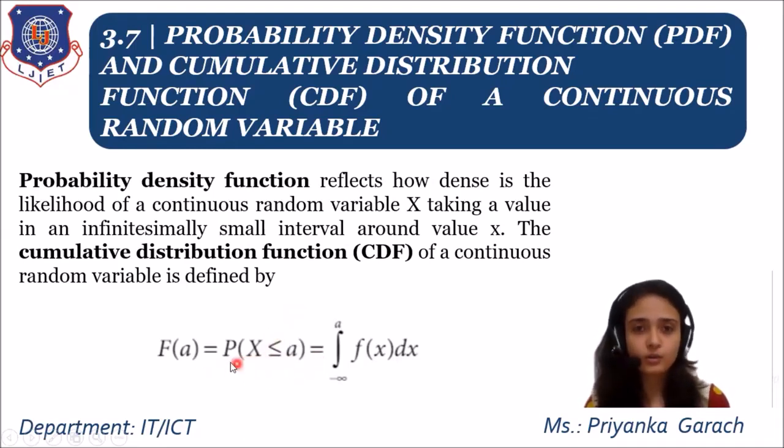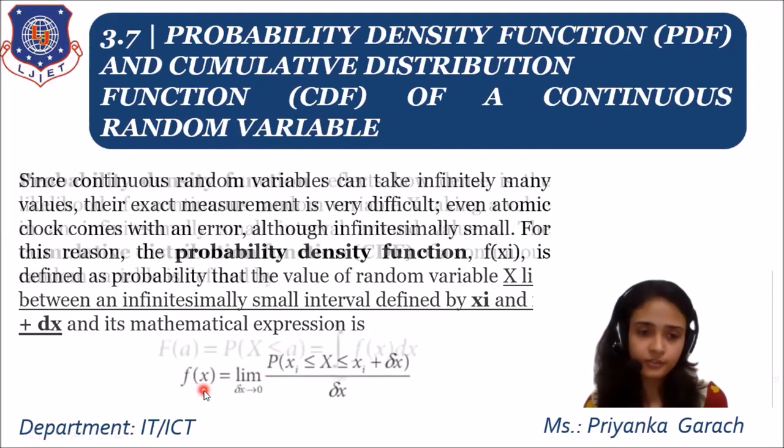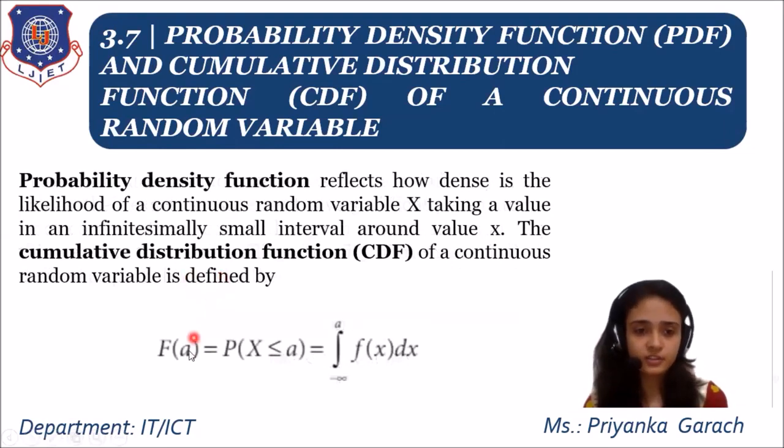So I want to find out the probability of x whose value is less than or equal to a. Then I am writing the integration of the probability density function, that is f of x. So the probability density function is written like this. The symbol is small f. The cumulative distribution function is written like capital F. That value of a you have to write into the bracket.